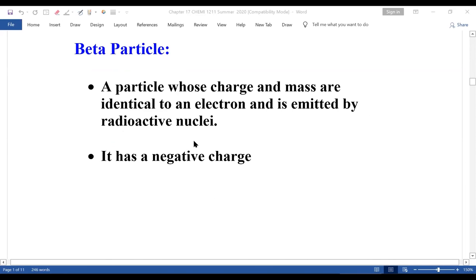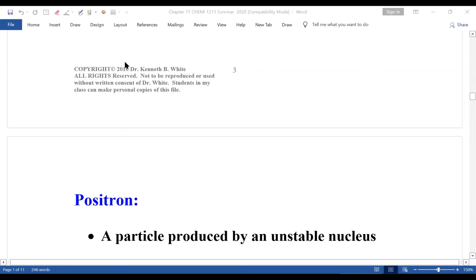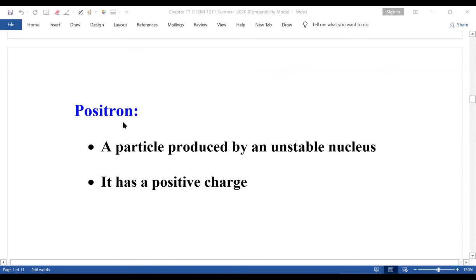A beta particle is something that has the exact charge and mass of an electron. Why nuclear chemists didn't call it an electron, I don't know, but it has a negative charge. A positron is a particle produced with a positive charge. Why didn't they just call it a proton? Don't know.